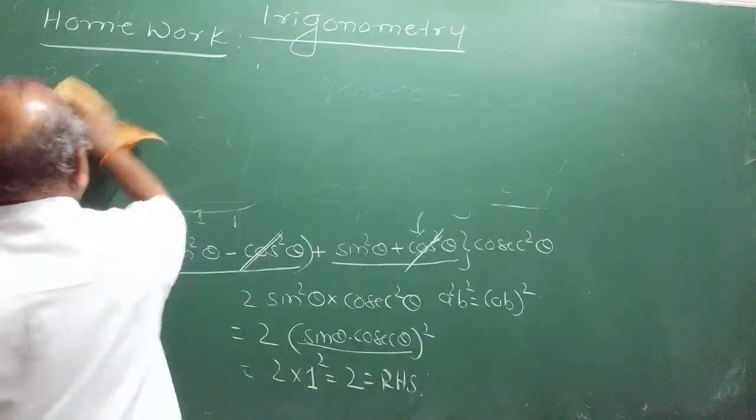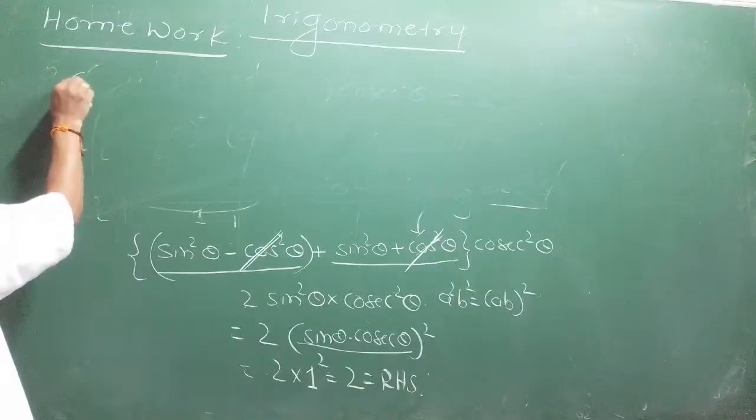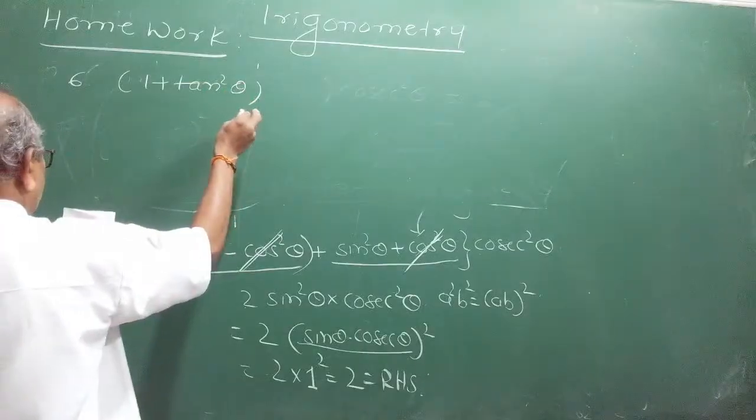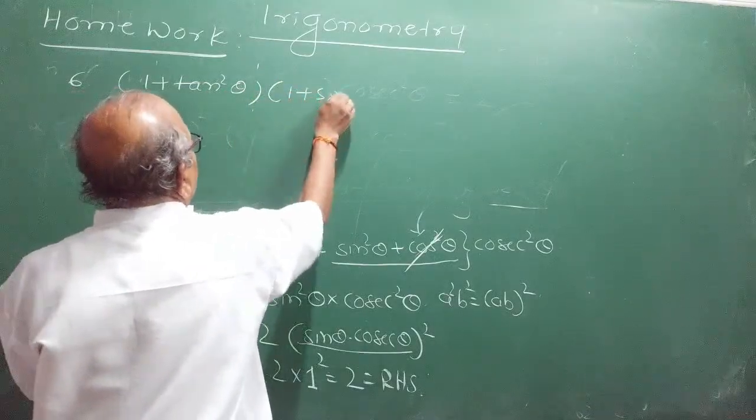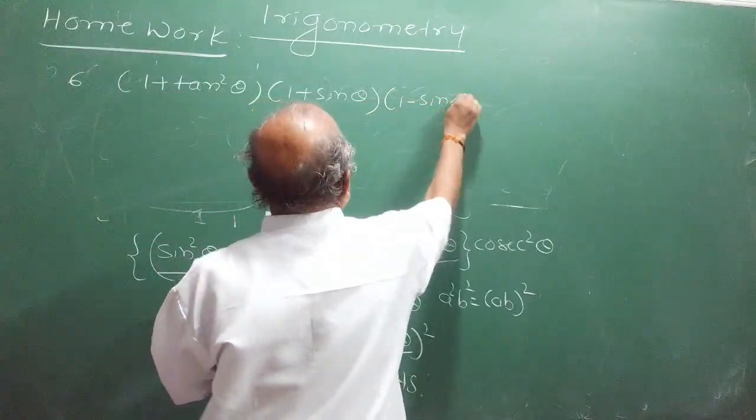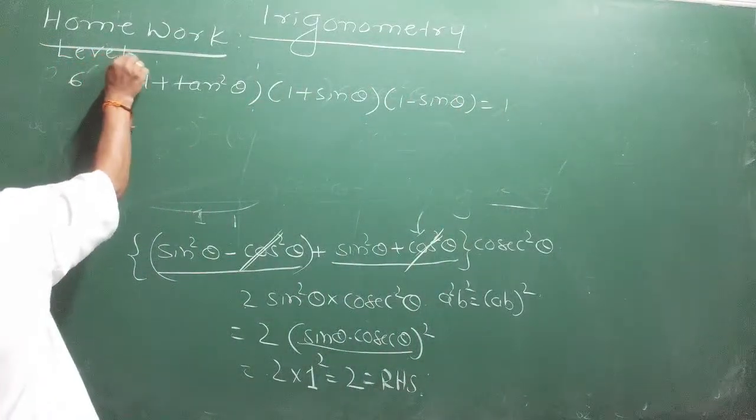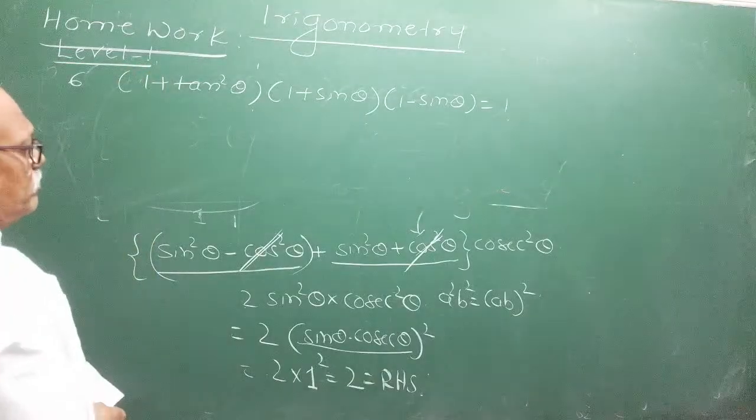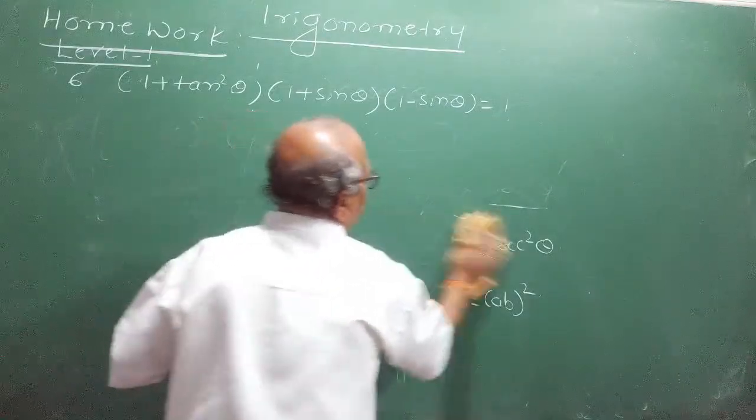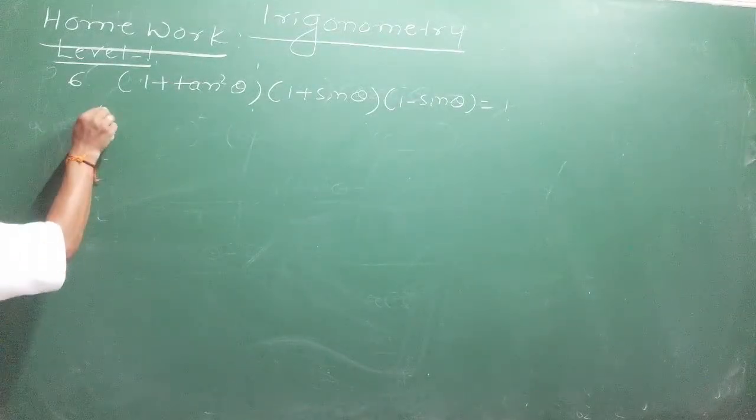Next problem I gave you as the 6th problem. The 6th problem I think I had given you: 1 plus tan square theta into 1 plus sin theta into 1 minus sin theta is equal to 1. Check, was it the problem? Easy questions, first level 1 questions. Then I will take next level questions, more difficult. I will solve all CBSE, state, ICSE questions. They will give wonderful practice of trigonometry. They will help you later.